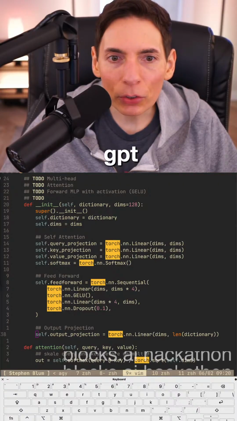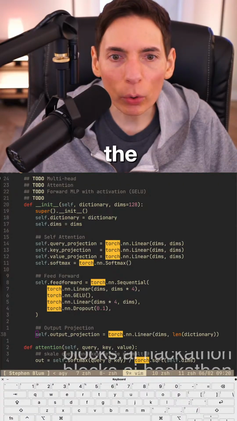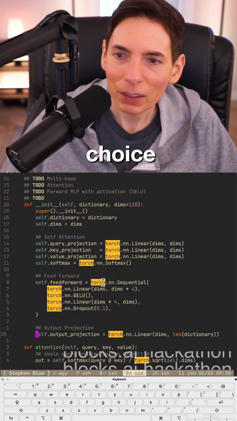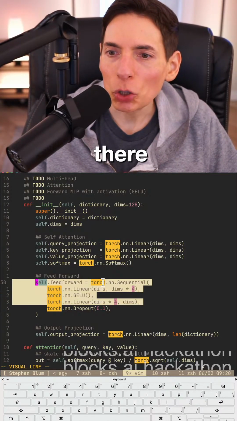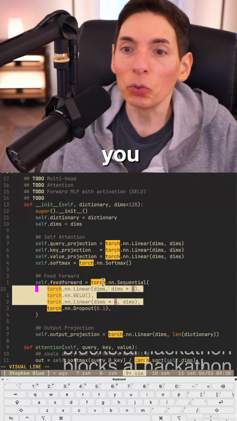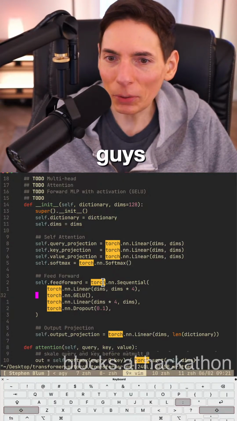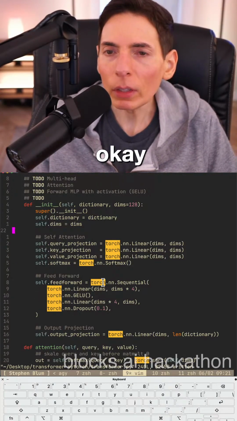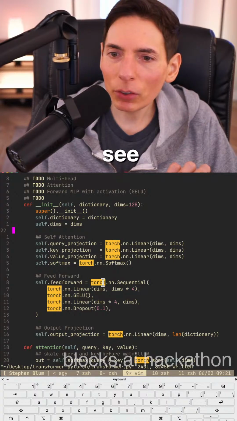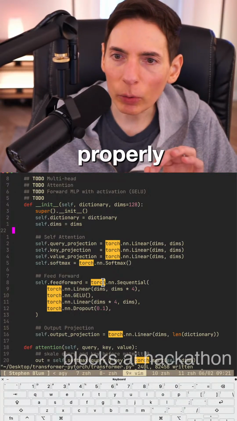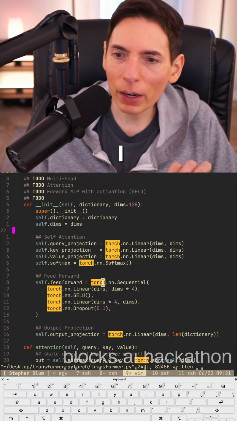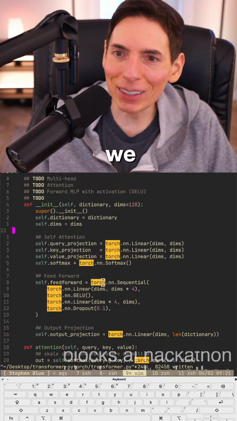Could it be GPT-2 and 3 used the 4X? But yeah, it's really your choice. There you go. We got a choice right there. You all asked for it and you received 4X. There we go, you guys. Okay. So let me see. Did we do everything properly? Are we all good to go? Is this the way I want it to be? I think it is. I think we did it.